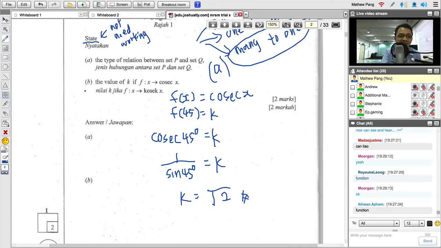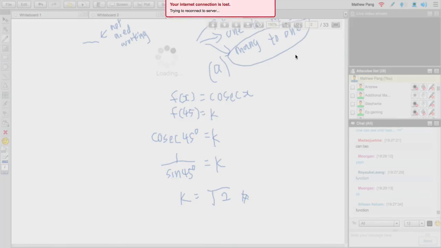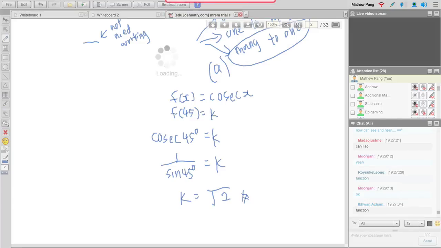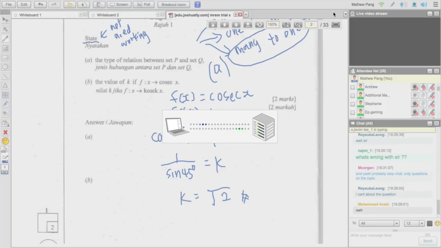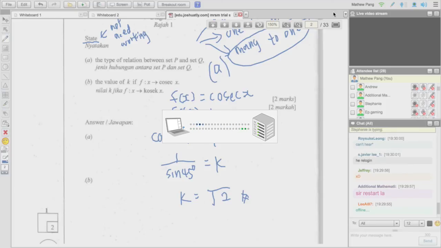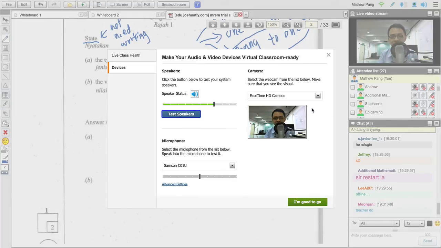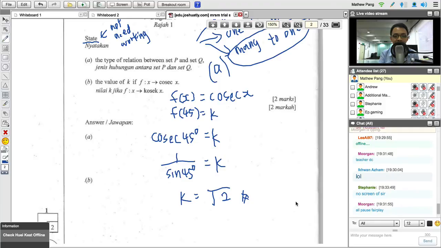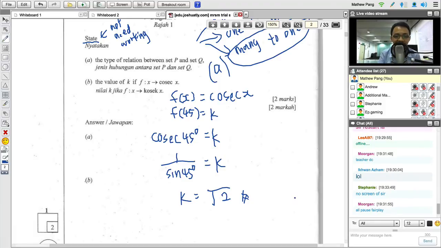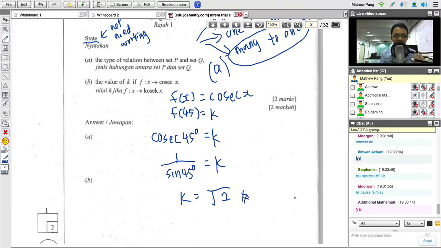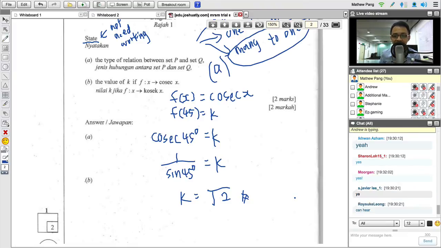Alright, I think some students might feel the internet connection is lost, trying to reconnect to the server. Oh my god. Alright, do you feel better right now? Because just now I got a notice that the internet connection was lost.